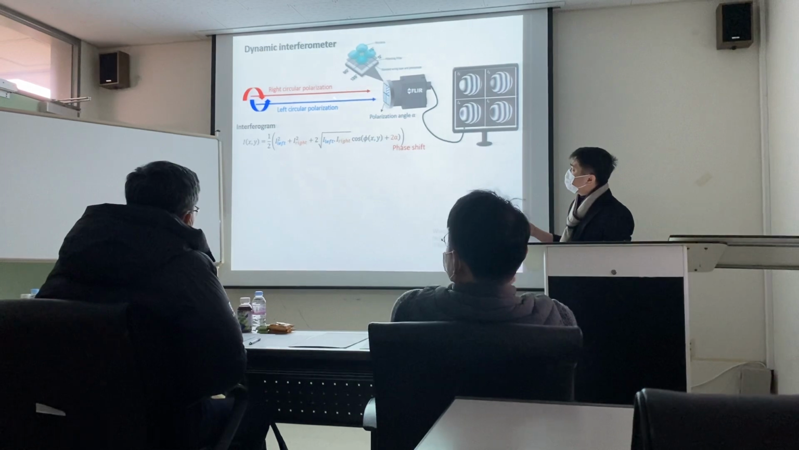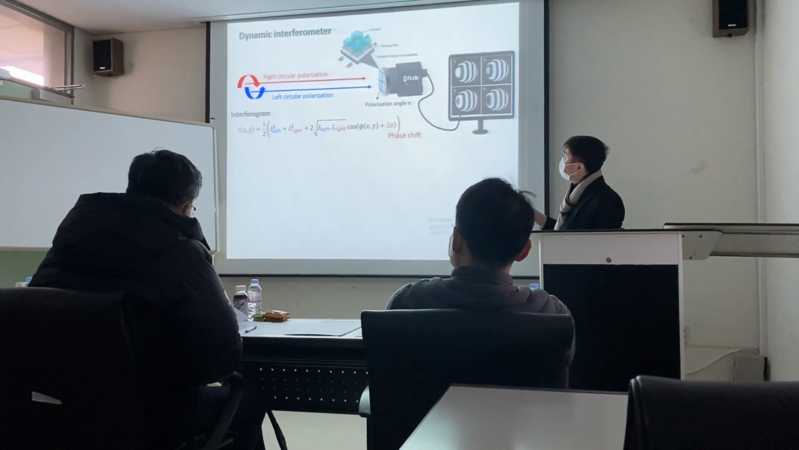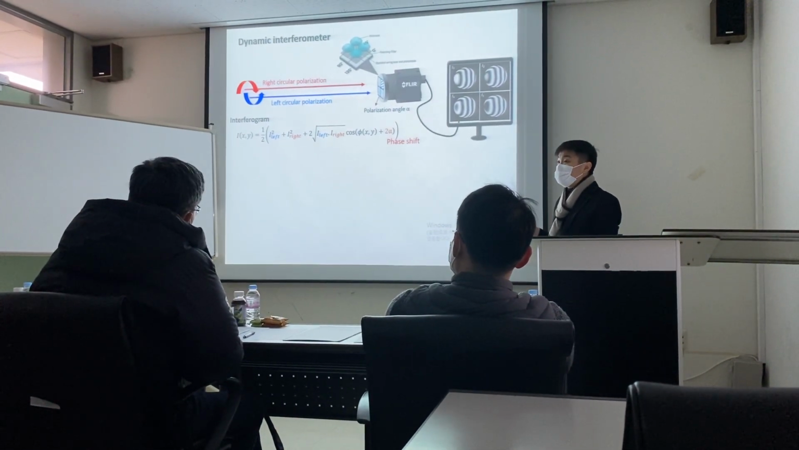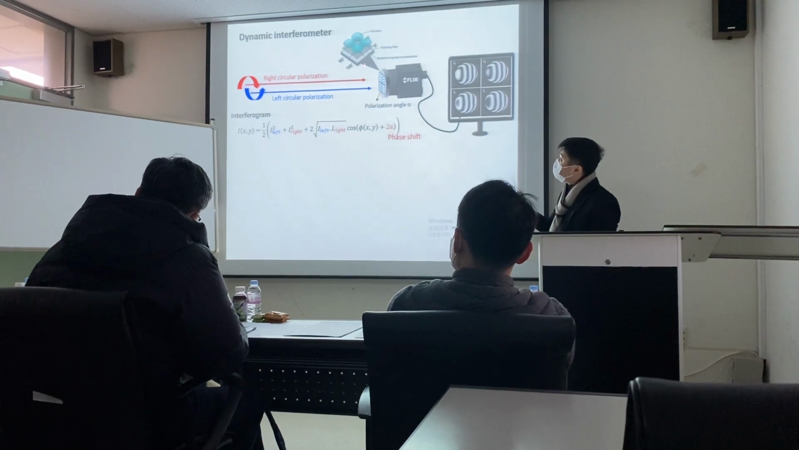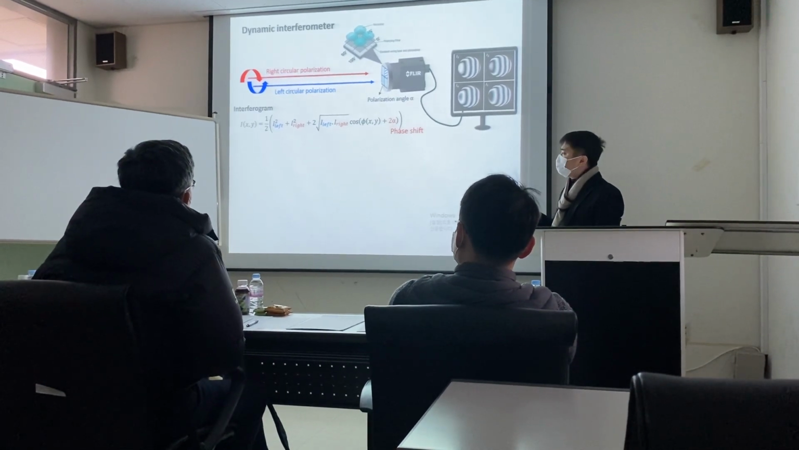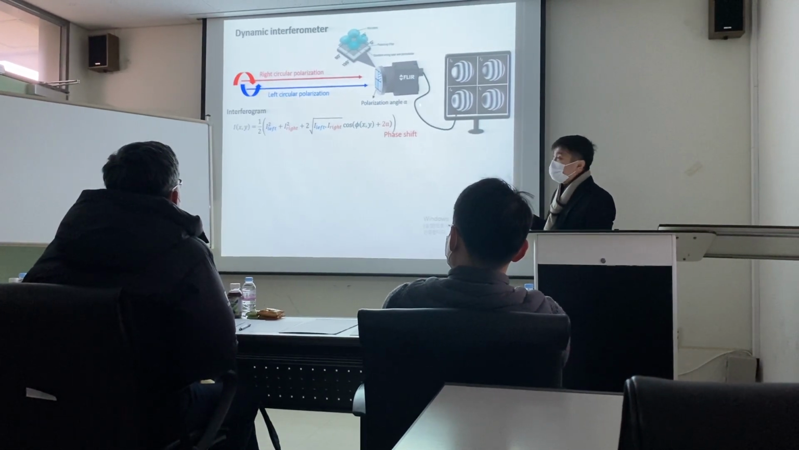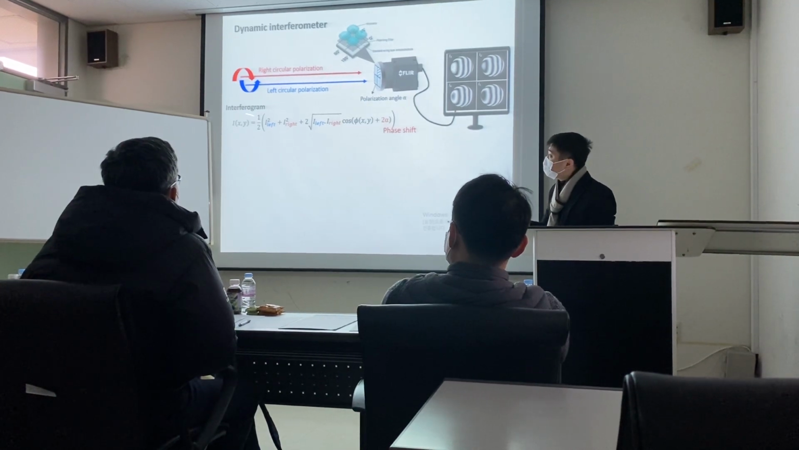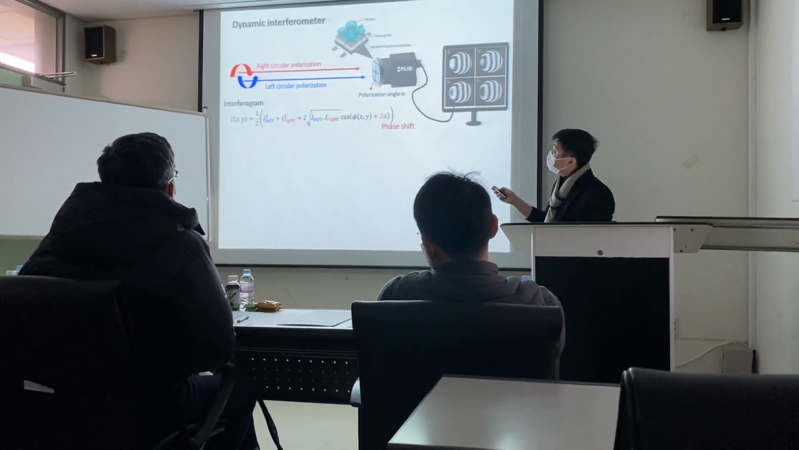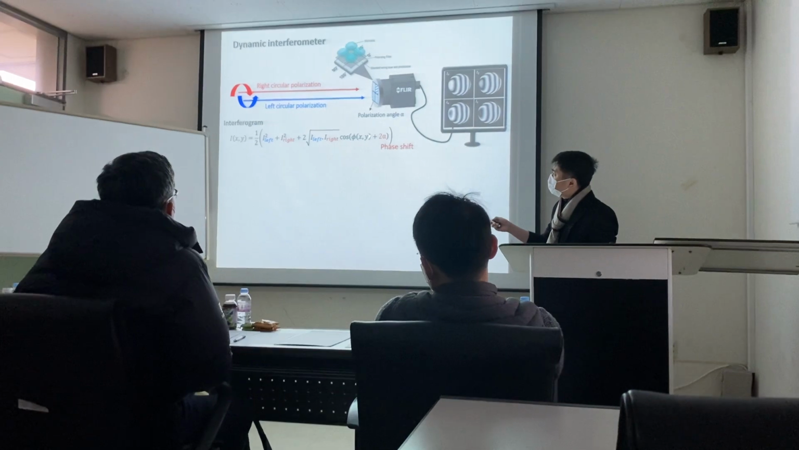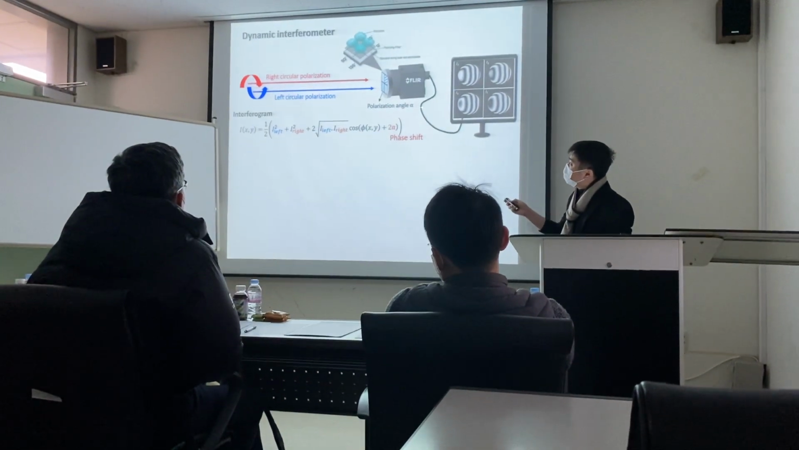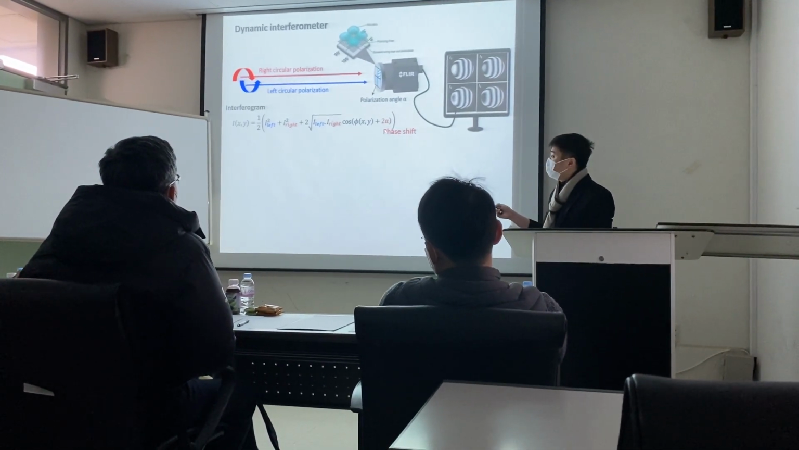A dynamic interferometer is nothing but a specially designed camera. In front of the camera, they mark a polarizer at angle alpha. This is an interferogram captured on the CCD. If the polarization angle is alpha, the phase shift value is 2 alpha.